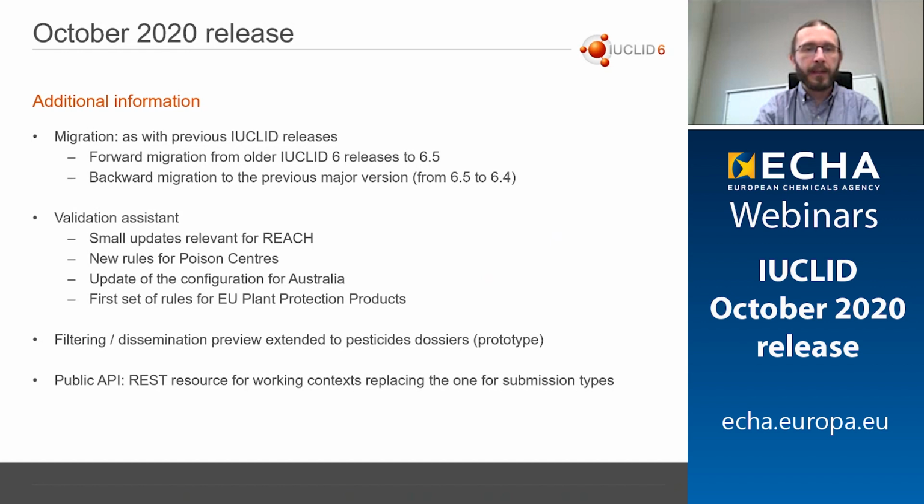Finally, it's important to see that there were changes done in some web services offered by Euclid. And the most important one is the replacement of the web services for submission types by a new one that provides similar information, which is now called working context.